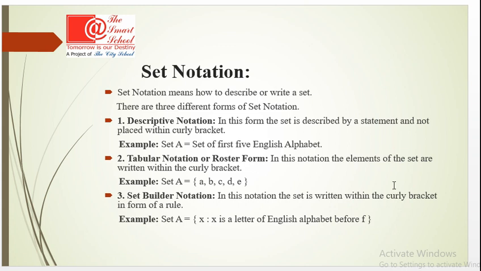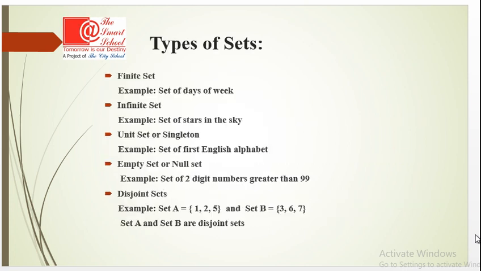So these are the 3 types of set notation. You must have noticed that all the 3 sets are the same: the set of first 5 English alphabets, set A is {A, B, C, D, E}, and the English alphabets before F. So they are exactly the same sets but written in 3 different forms. Now we will come to the types of sets. Sets are of different types according to their properties. Some types are very interesting.